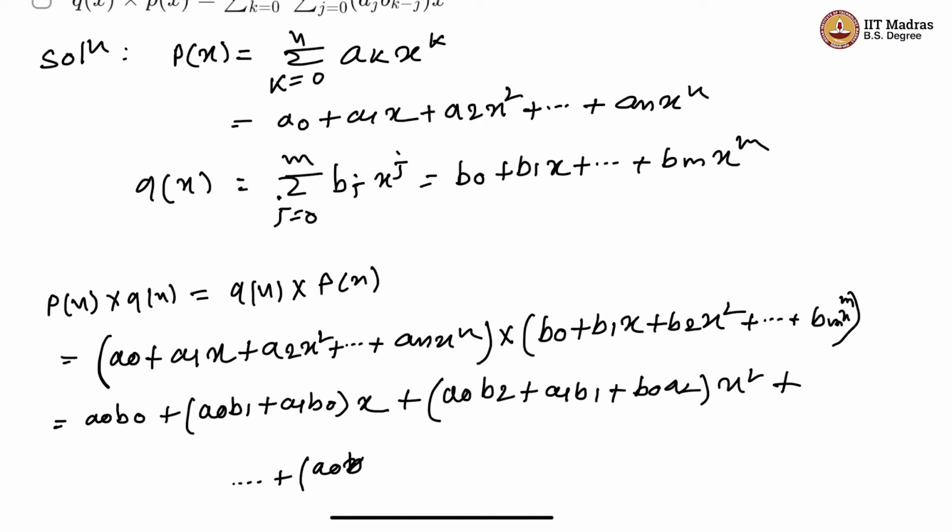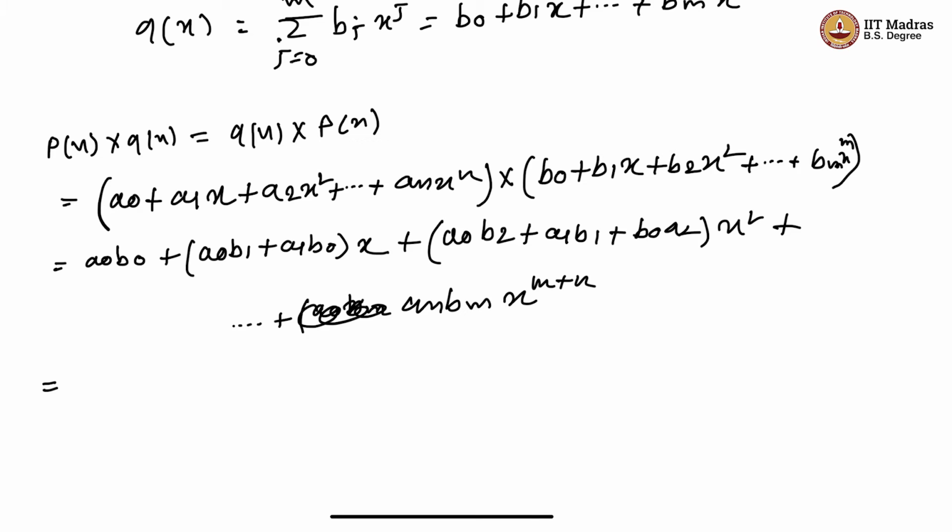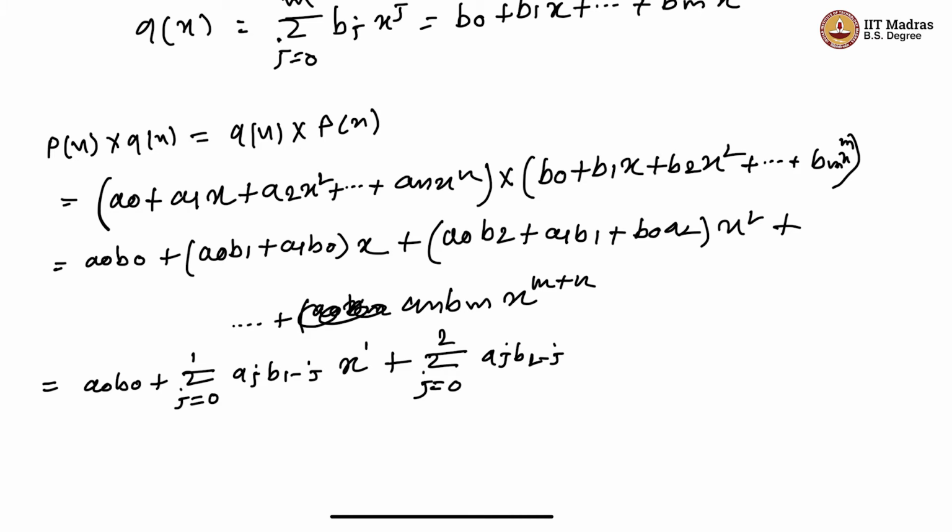up to an bm x^(m plus n). So we can rewrite it as a0 b0 plus summation j equals 0 to 1 of aj b(1 minus j) x^1, plus summation j equals 0 to 2 of aj b(2 minus j) x squared, plus up to summation j equals 0 to m plus n of aj b(m plus n minus j) into x^(m plus n), right?